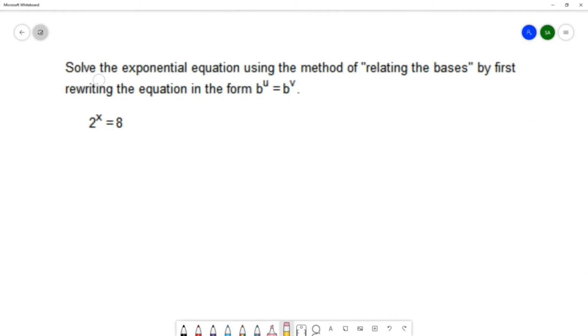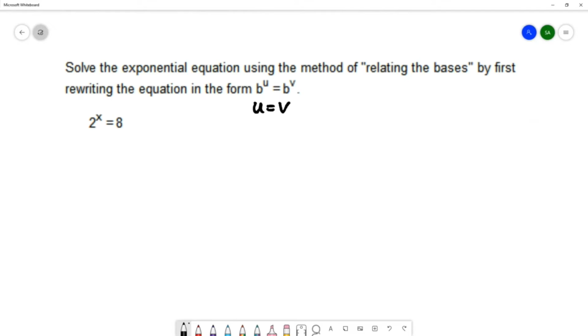For this question, we want to solve the exponential equation using the method of relating the bases, first by rewriting the equation in the form b to the u equals b to the v. So relating the bases involves us writing the equation in this format, b to the u equals b to the v, and this relating the bases property says that we can simplify to having the exponent on the left equal the exponent on the right.